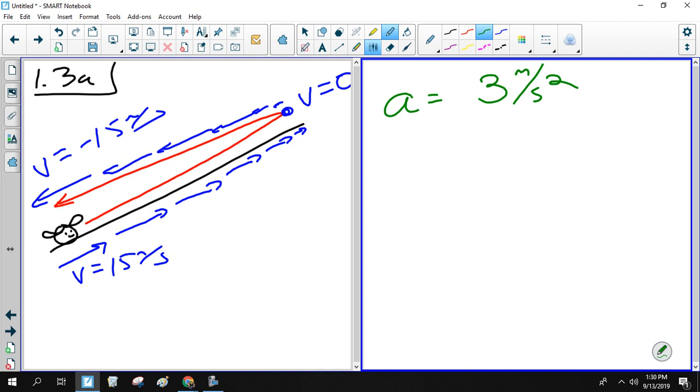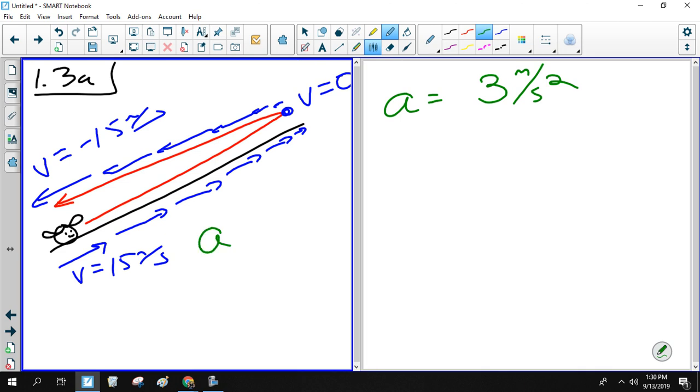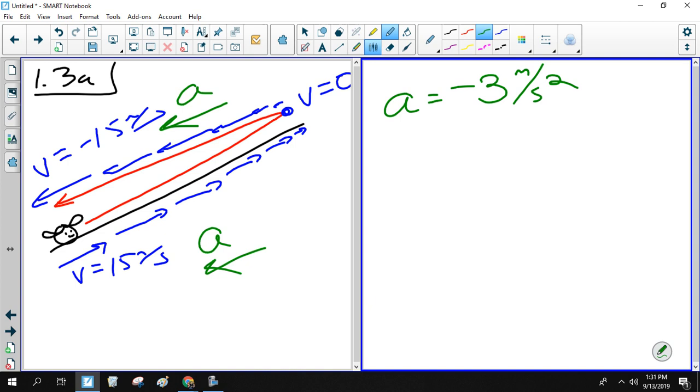So on the way up the hill, it's slowing down. So on the way up the hill, which way does my acceleration vector point? Downhill, against the motion, right? On the way down the hill, it's speeding up. So now it points in the direction of motion. So my acceleration isn't 3, it's actually -3.